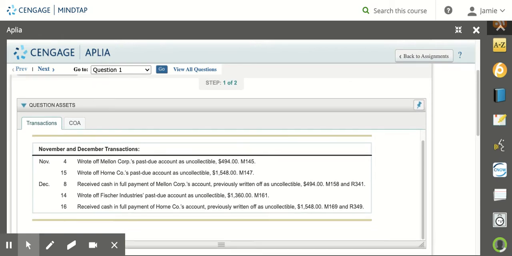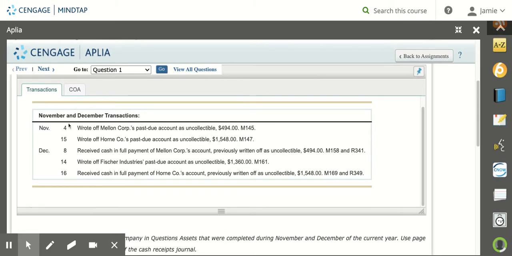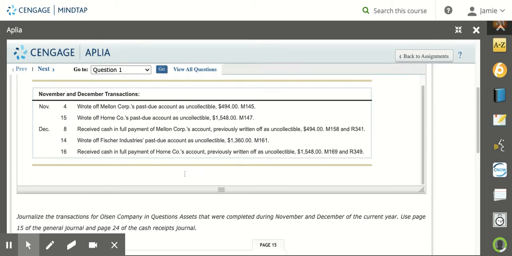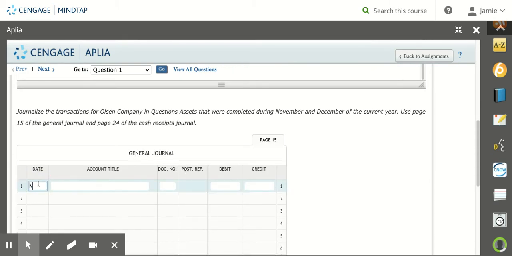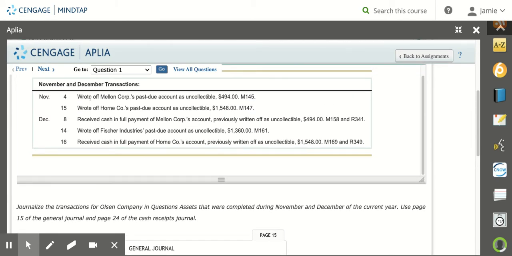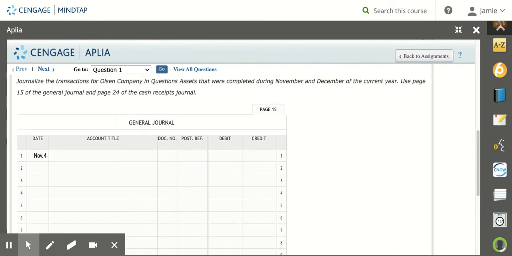Section 14-2, we are going to do two transactions together: the transaction on the 4th and the transaction on December 8th. So on November 4th, we determined that we were not going to ever get the money from Mellon Corp. So we are writing it off.